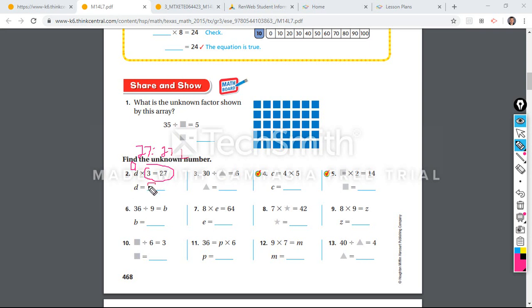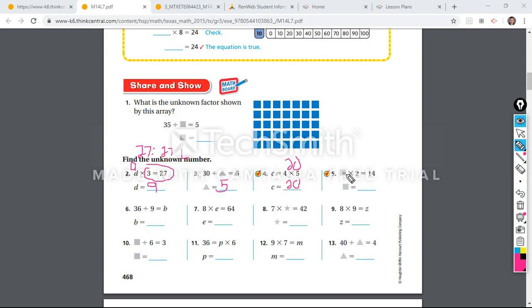So this is 9. Okay, 30 divided by triangle equals 6. So I look at the relationship between these two, and my answer is good. Very good, Talene. 5. Because if I multiply these two, that gives me 30. Very good. Raneem, what are we doing here? Well, first we have to figure out the product here. What's 4 times 5? 20. That's it. C equals 20.